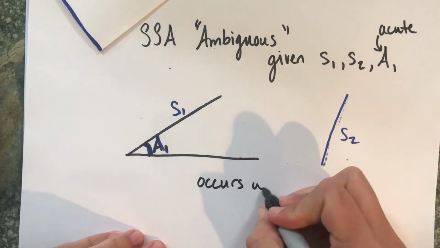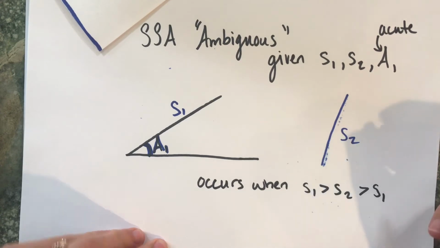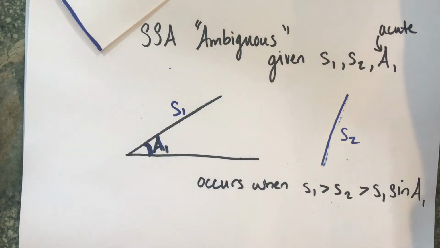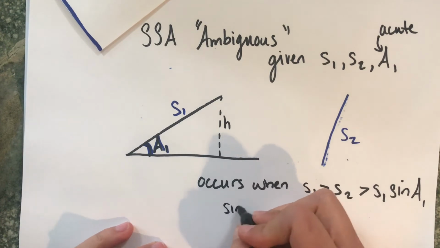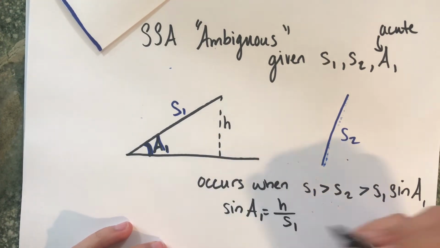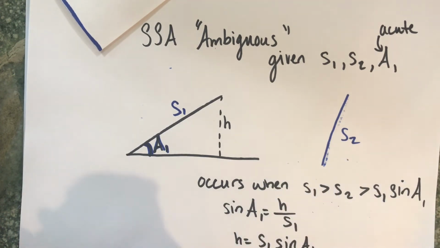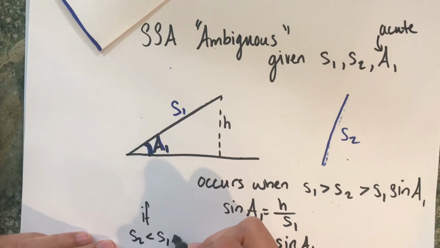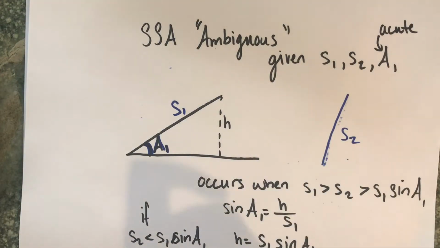So this occurs when S1 is the greatest side, so S1 is greater than S2, which is greater than S1 sine A1. Now let me explain where that S1 sine A1 comes from. If I drop down a dotted line, I call this the height. Then sine A1 is equal to h over S1, because I've just made a right triangle. So then h is equal to S1 sine A1. Now, the height is the least one, so S2 is greater than S1 sine A1.